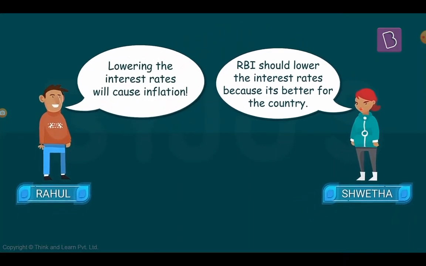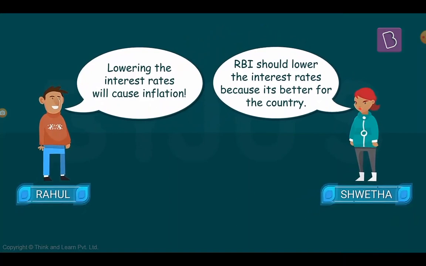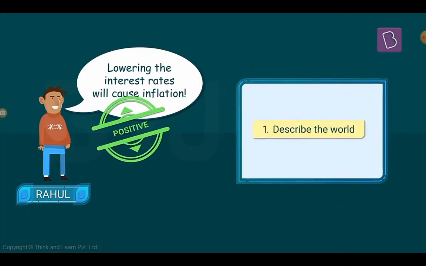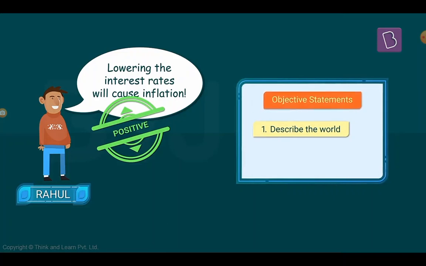In general, statements about the world come in two types. One type, such as Rahul's, is positive. Positive statements are descriptive in nature. They make a claim about how the world is. That is, they try to describe the world. Such descriptions are objective statements about the world. Such factual statements can be confirmed or tested with data.